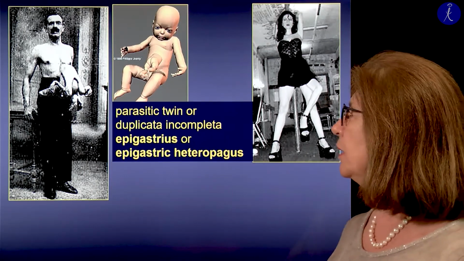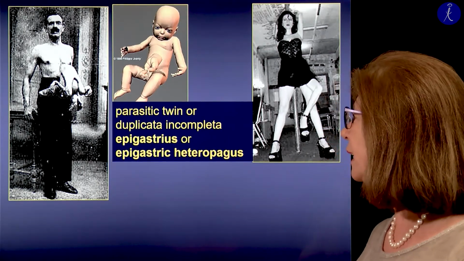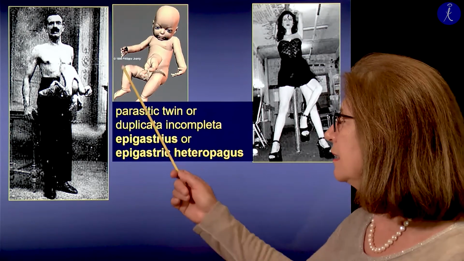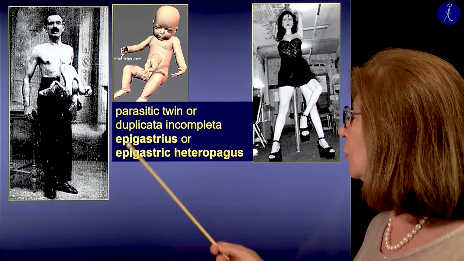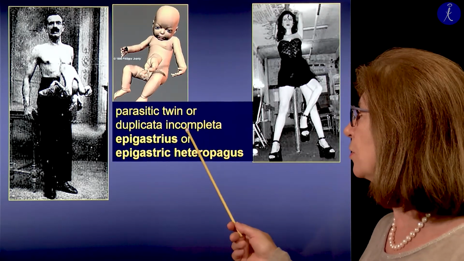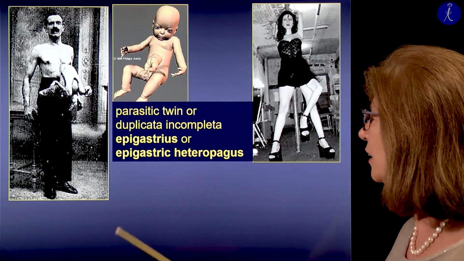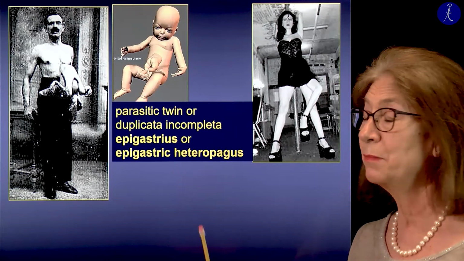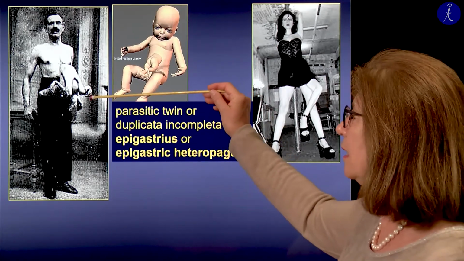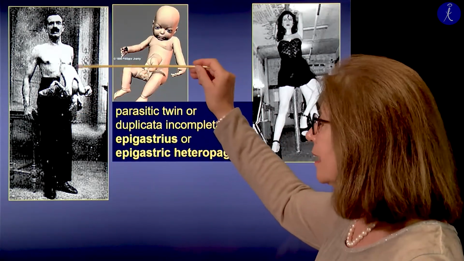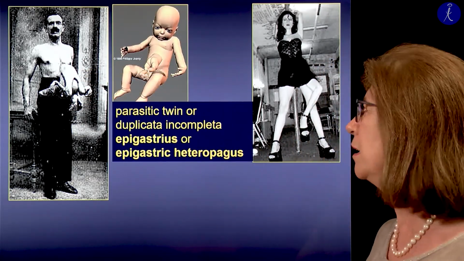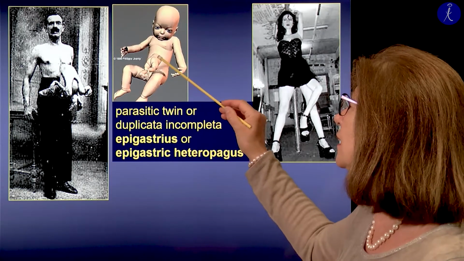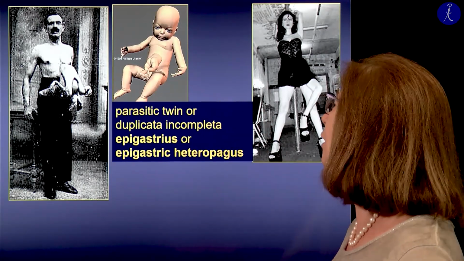Sometimes the separation is even more incomplete. So then there is one almost healthy person with a parasitic twin, or we also call this incomplete duplication. Epigastrius it's also called, so it has many names. Like you see here, something resembling half of a body is hanging out. Here the other half of the body is hanging out.